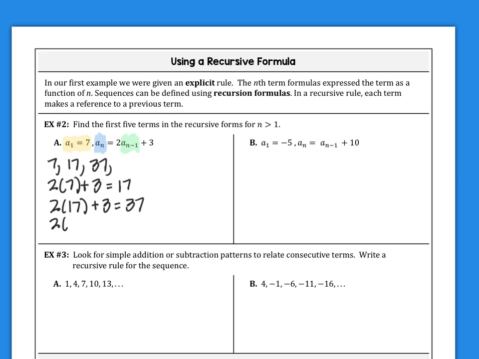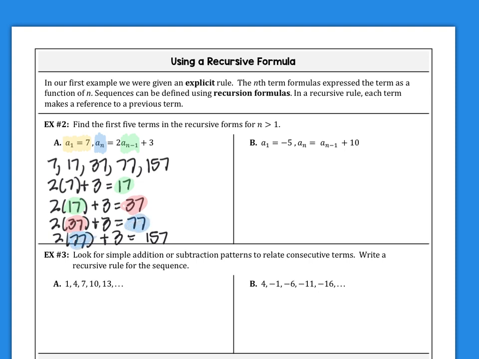Then the next one's found by saying 2 times that number plus 3. 74 plus 3 is 77. So that's this number. And then the fifth one, we're multiplying by 2, adding 3 again, and we get 157. So the key is to remember that when you have a recursive formula, you're always taking the number in front, and that's what's getting plugged into the next piece. You see, like here, we're taking 37, plugging it into there. Then the next one, we're taking 77 and plugging it in.